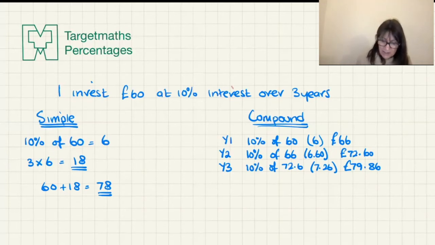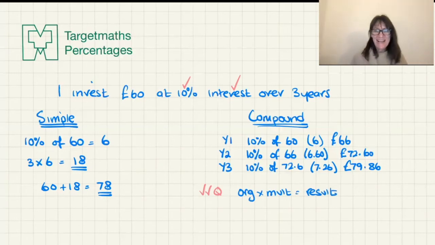So that interest there is telling me it's an increase. And this 10% here is giving me 2 ticks. And a 2-tick question is original times multiplier equals results. We obviously know that by now. So we do use this formula, but what we do is we put an add-on.